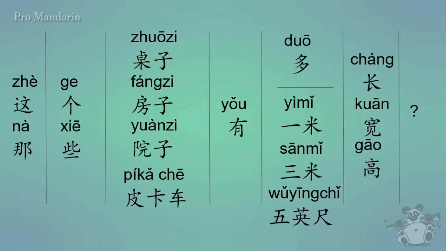Now, the first question is, how would you say this building is 10 meters long and 8 meters wide? The second question is, that pickup truck is 10 feet long. So how would you say that? And then the last one is going to be, these yards are 9 meters long and 10 meters wide. So how would you say those things?